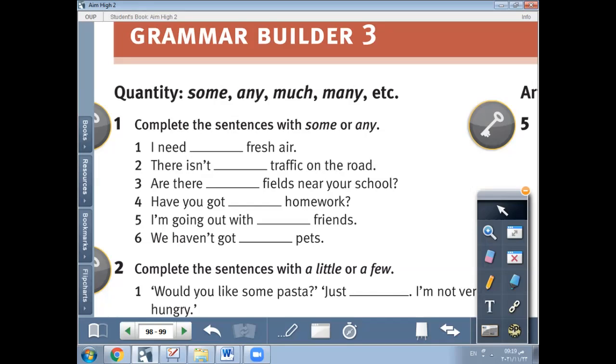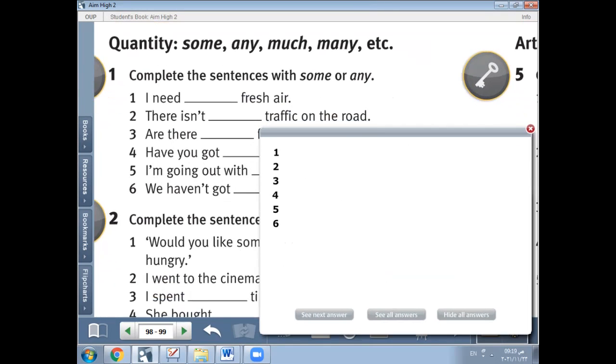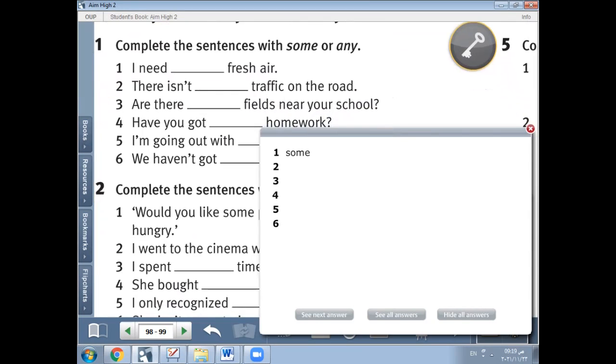Read number 1. Yalla Moataz. I need some fresh air. Yes, is this sentence negative or affirmative? Affirmative. I need some fresh air. Good. Page 99, Munther. Listen to Muhammad. There isn't any traffic on the road. Again. There isn't any traffic on the road. There isn't. Negative. Yeah. So we put any.